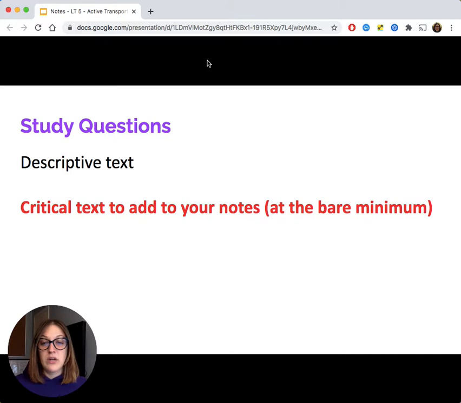Again, when you're doing your notes, I will ask you to write your own study questions, and the descriptive text is in black, so you don't need to copy everything word for word, and the critical text to add, I've bolded and highlighted in red. In terms of adding more content, sometimes you might want to add memory clues that I might say audibly or verbally, so keep that in mind as well.